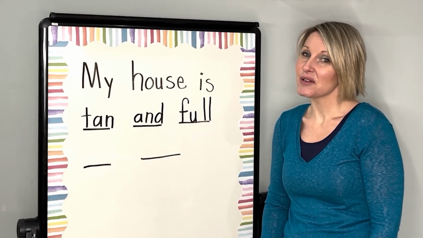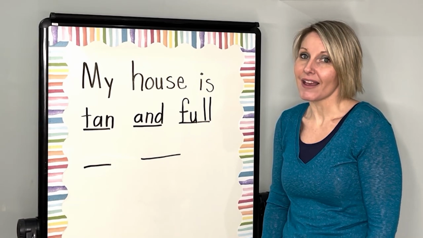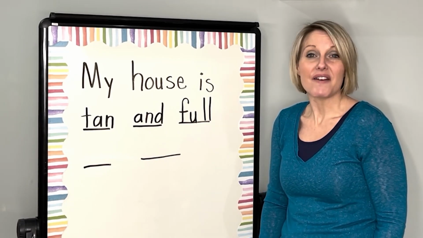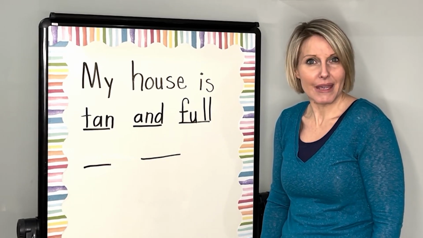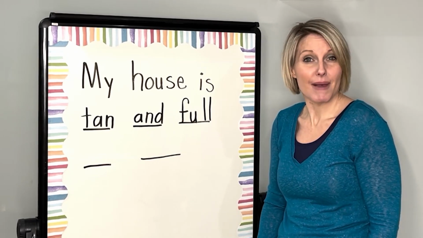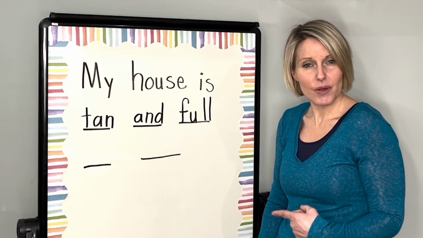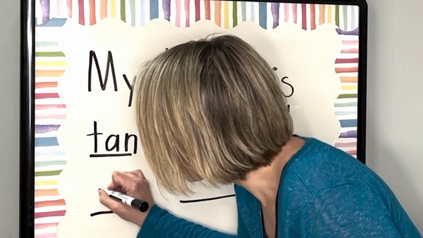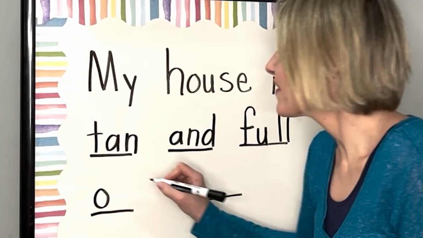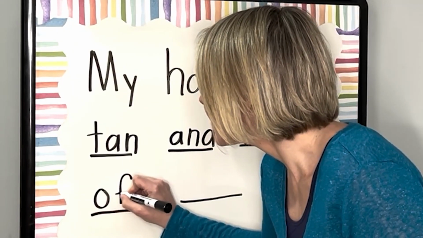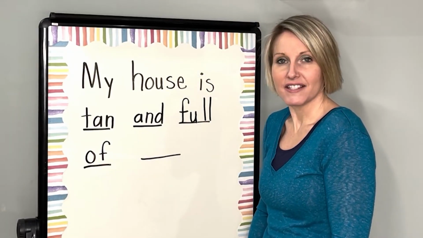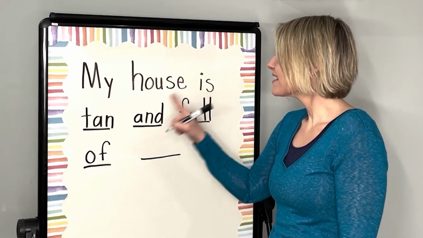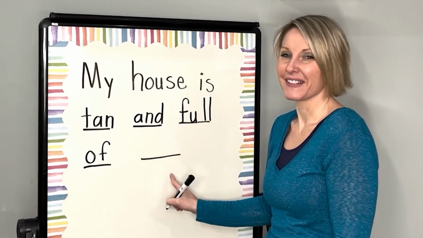Of is another high frequency word. I bet you already know how to spell it. Do you know how to spell of? O-F spells of. Say it with me. O-F spells of. In this word, the sound is coming from the letter O. So we'll write O-F. In this word, the letter F is making the V sound. O-F spells of. My house is tan and full of love.